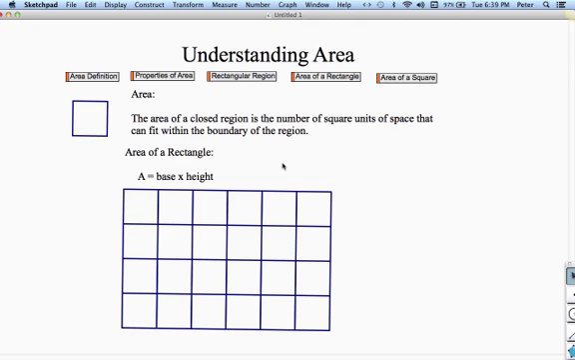Now, a square is a very special rectangle in which both the base and the height are the same. So we have a special formula for the area of a square, which is just area equals side squared.